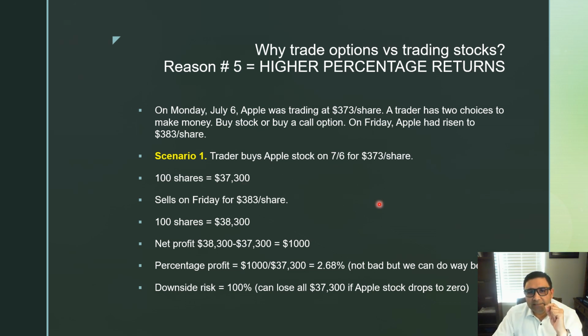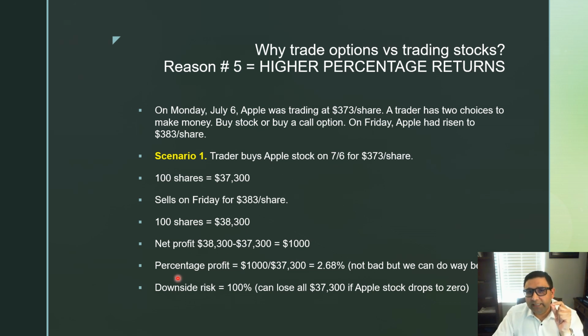Now, in this case, in 5 days, Apple stock goes to $383 per share. So what this trader does is on Friday, he sells the 100 shares for $383 per share. $383 multiplied by 100 is $38,300. So what is the net profit that this trader has had? It's $38,300 minus $37,300. So this trader made a profit of $1,000.